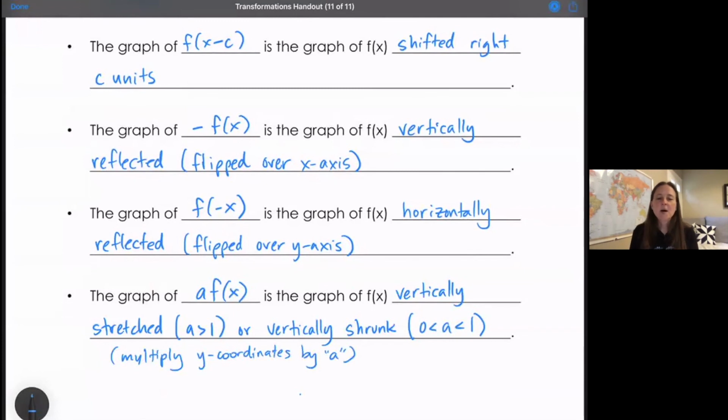All right, so it is possible also to have horizontal stretches and shrinks. These get horribly convoluted with horizontal flips and horizontal shifts. So we're going to save learning about those until a little bit later when we need to talk about them in trigonometry. So right now, these are all of the transformations that we need to worry about.